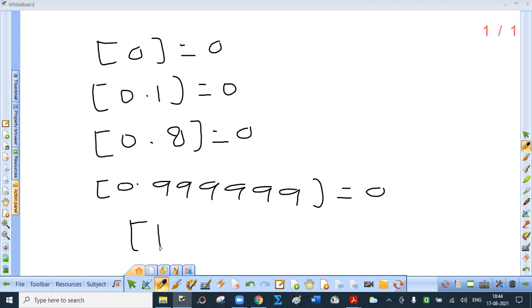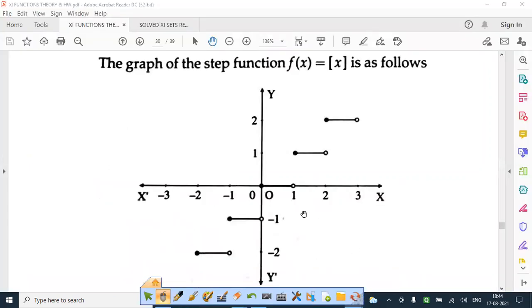But the greatest integer not greater than 1 is not 0, because 1 itself is an integer. So it is 1. Means from 0 up to 1, with 1 not included, that value is 0. I hope this is clear to you. Now the greatest integer not greater than 1 is 1. That is why I have shown a hollow circle here, a dark circle here.